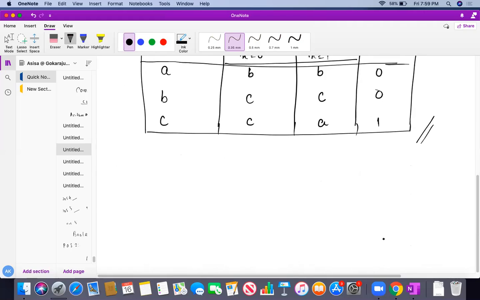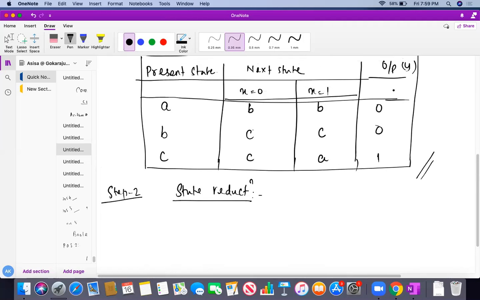Now, what is my step 2? My step 2 is whether any state reduction is possible or not. How to identify state reduction? Using the state reduction technique. What is it? Is there any possibility that two present states have the same next states and output? Just see here. This present state has next states B, B and output 0. This present state has next states C, C and output 0. This present state has next states C and A, and output 1. So is anything possible here? No. Why?